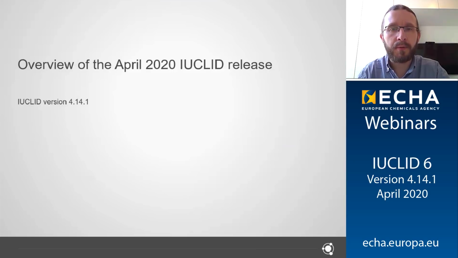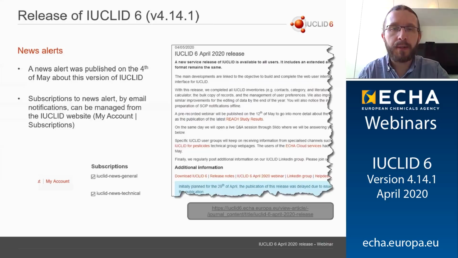Let's start with the overview of the April 2020 Euclid release. You have seen already on the Euclid website a news alert that we published on the 4th of May. If you did not receive an email notification about this news alert, you can go on the Euclid website and manage your subscriptions to the mailing list under My Account. This Euclid 6 April 2020 release was released a bit later than planned due to unforeseen issues on the ECA websites.